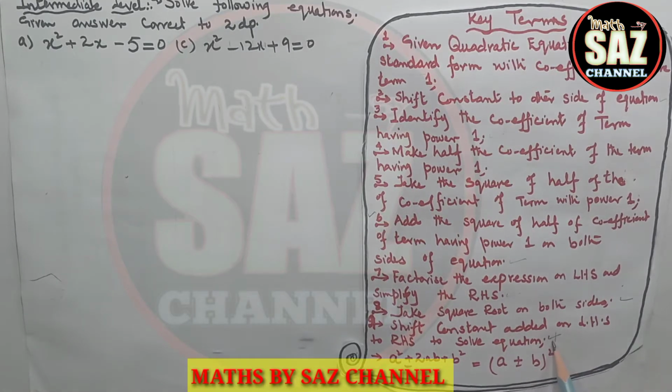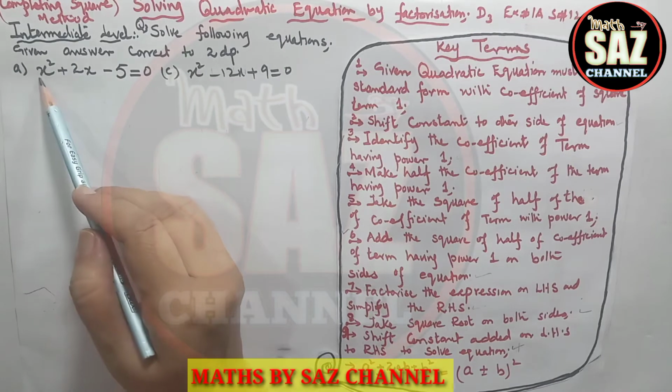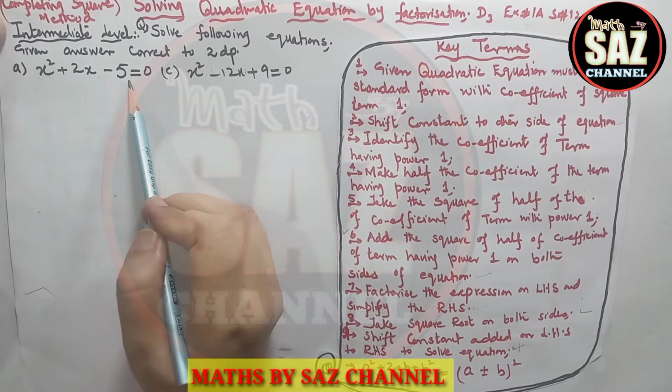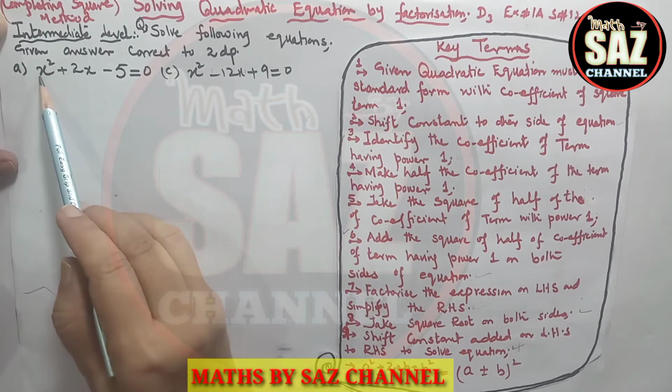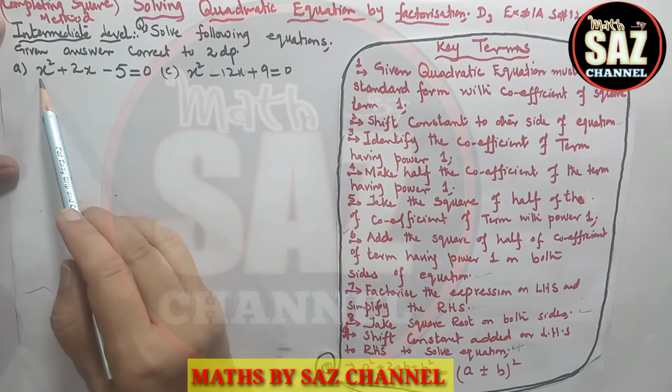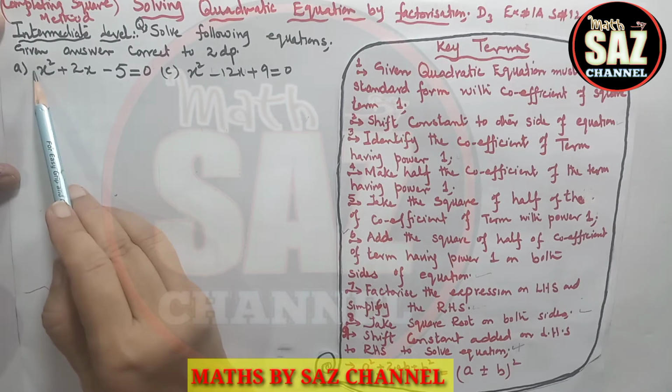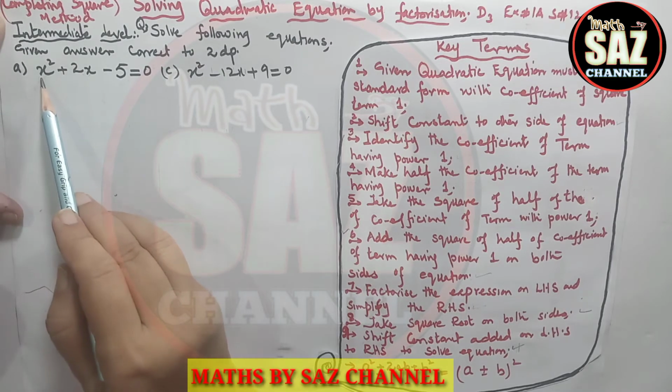Let's move to the question. The first part of the question is x square plus 2x minus 5. As the method says, before applying the method of completing the square, we have to observe that the given quadratic equation must be in standard form with the coefficient of the square term 1. The given equation is in standard form.